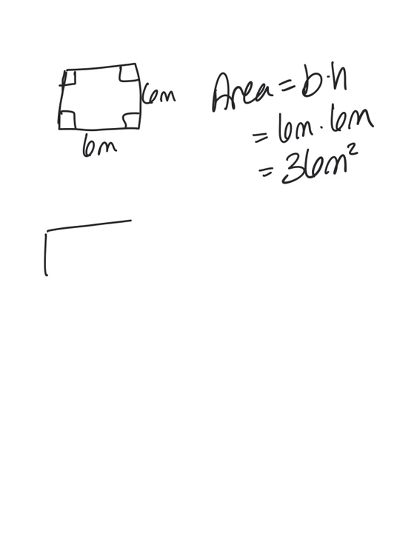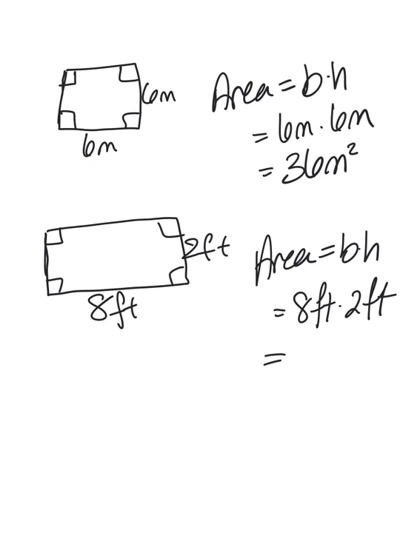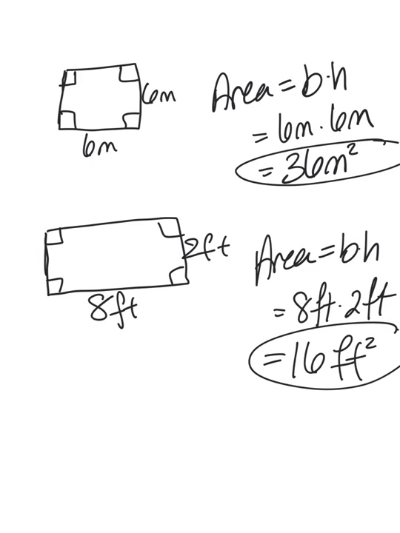Or if we had a rectangle, again, a rectangle still has all right angles, except now the opposite sides are congruent. So let's say I know that this is 8 feet and this is 2 feet. Then the area, again, base times height, would be 8 feet times 2 feet. 8 times 2 is 16. Feet times feet is feet squared. So remember, all your units are always squared. You are expected to square your units and know your units for these. Got it?